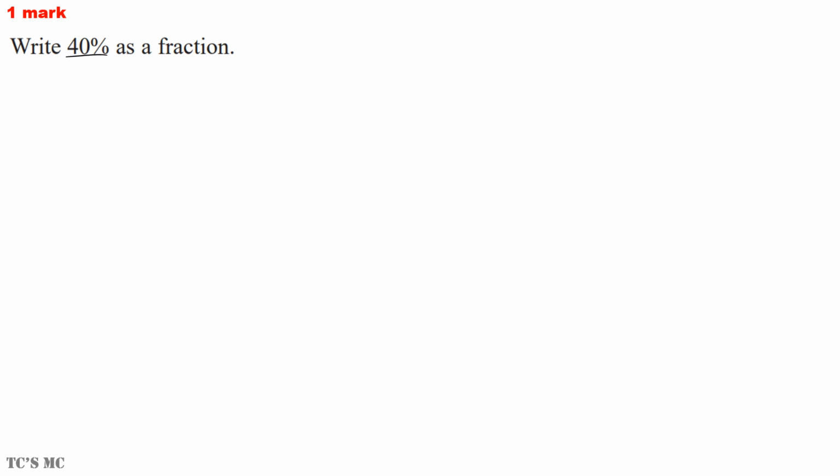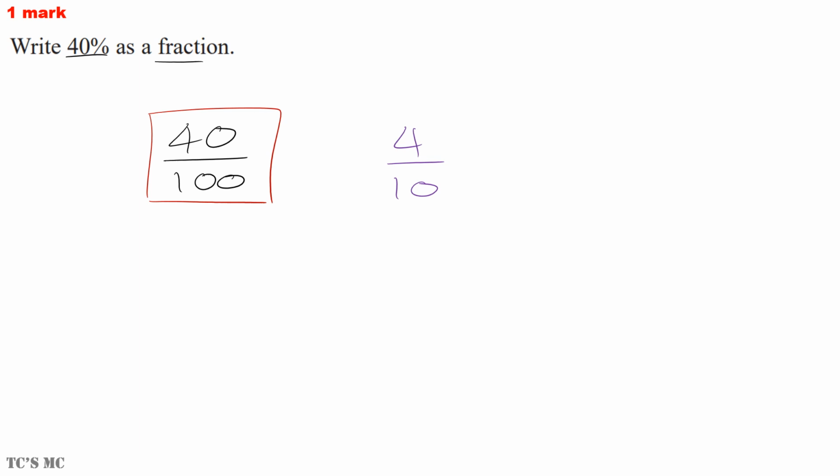Write 40% as a fraction. Percent is always per 100. That means our answer is 40 over 100. And for 1 mark, we only need to write 40 over 100. We do not need to simplify. However, if you do, you can write 4 over 10 or even 2 over 5. Again, it is not necessary.